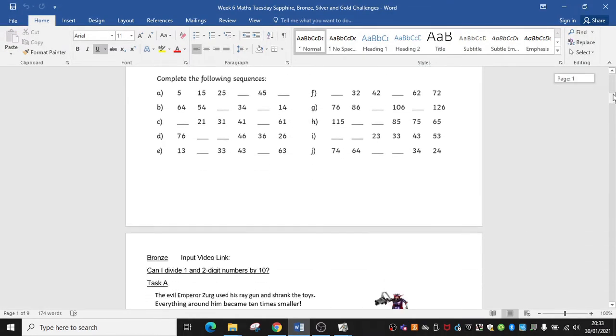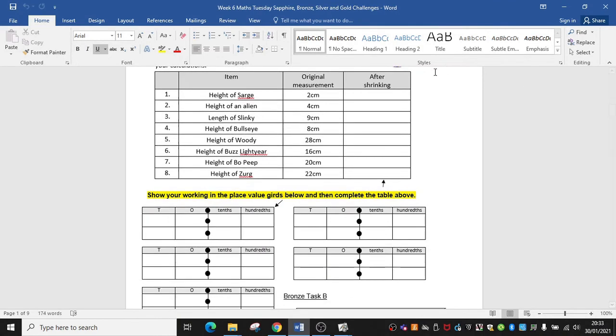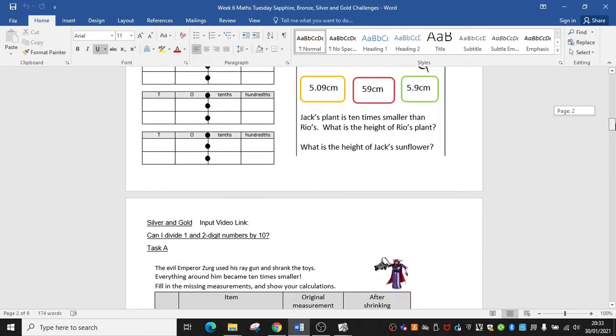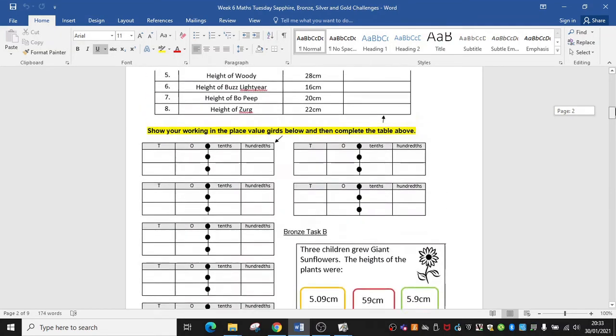Obviously the Sapphire were counting in tens. So when the bronze group complete their challenges, as well as filling in what happens when you divide by 10, I want you to make sure you do show it on the place value grids. And then there's a problem for you to solve as well. And then you might want to have a go at the silver and gold task A as well.